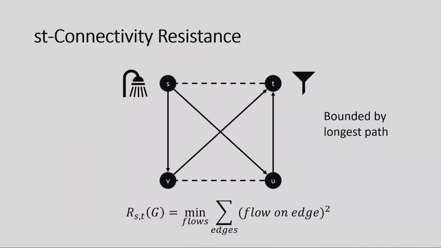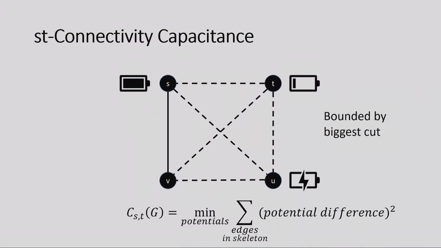What you need to know for the rest of this talk is that the resistance is bounded by the longest path. So the worst case resistance that we could get is a very long path from S to T. But even if that path is very long, if we're able to find a lot of long paths from S to T, then we can decrease the resistance. The capacitance is the analog to the resistance in the case where S and T are not connected.